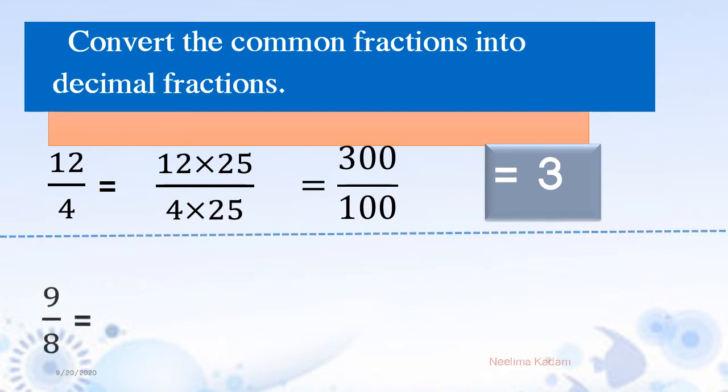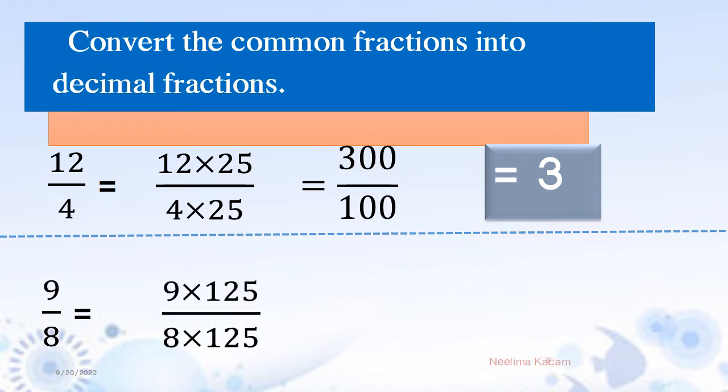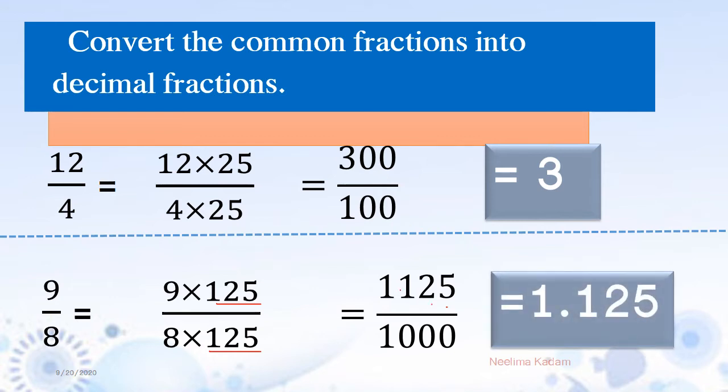Next 9 upon 8, so for 8 we have to multiply by 125, so that the product will be 1000. So in the numerator and denominator we are multiplying by 125. The answer will be 1125 upon 1000. 1 2 3, count 1 2 3. So we have to write the decimal point after 3 digits from the right side, so 1.125.